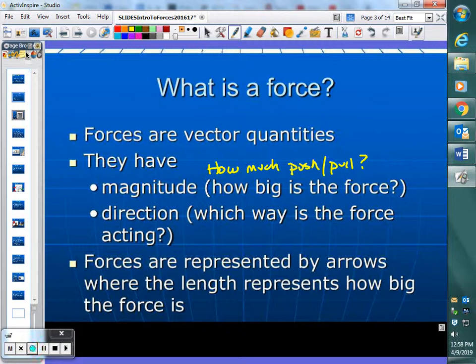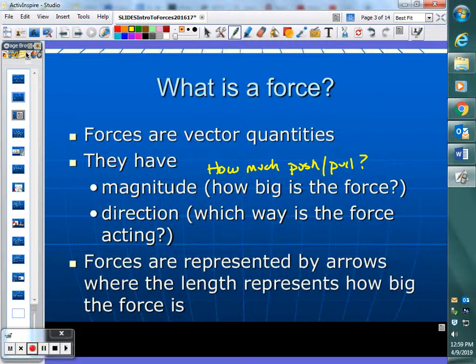A lot of times, there will be more than one force acting on an object, and we're going to have to figure out, well, what does that mean then, right? What is this force doing? What is that force doing? That means that on our pictures, a lot of times we will use arrows to represent those forces so we can look at their magnitude and their direction.